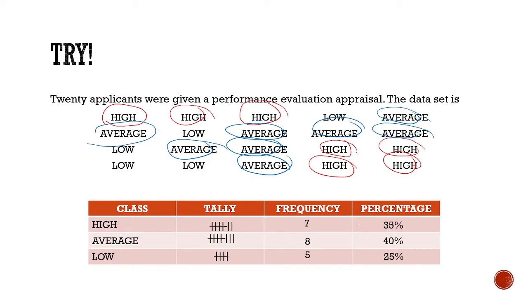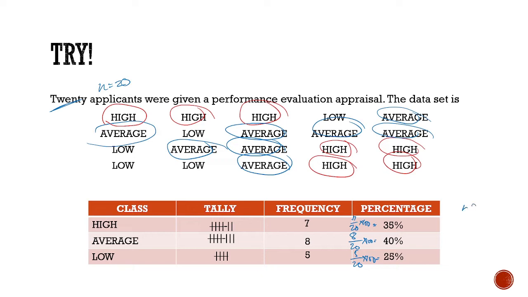As you can see here, percentage will actually be equal to, for this one, we have 7 divided by, we have here 20 applicants, meaning to say, we have an n which is equal to 20. So we have here 7 divided by 20 multiplied by 100, we have the 35%. Also for 8, that will be 8 divided by 20 times 100, which is equal to 40. And for this one, we have 5 divided by 20 times 100. Then we have 25.